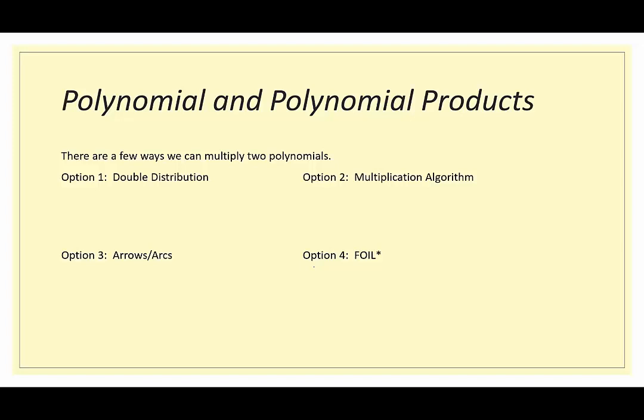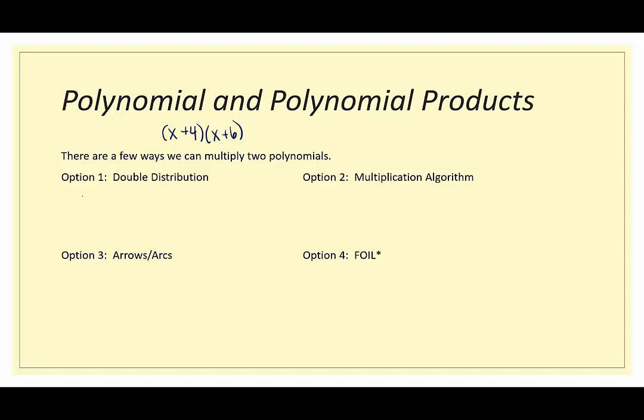So option 1 is double distribution. So it's kind of applying what we did here and just rewriting one of the polynomials into factors of its monomial. So let's see, I'm just going to do an example. Let's do x plus 4 times x plus 6. I'll just use this for all 4 methods, and again, you can see which method you like the best.